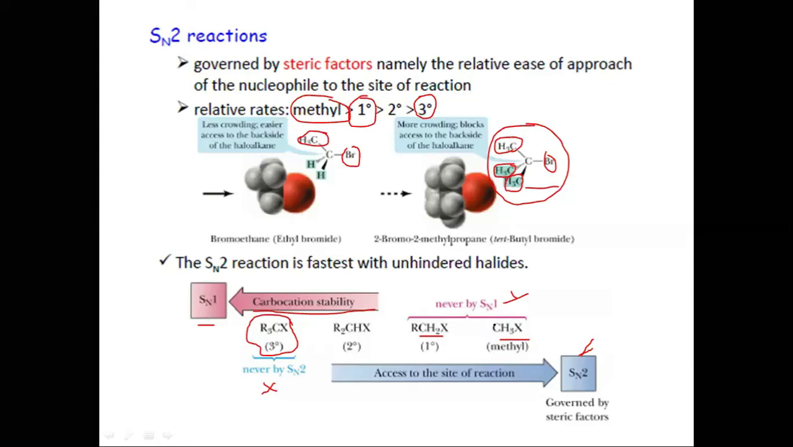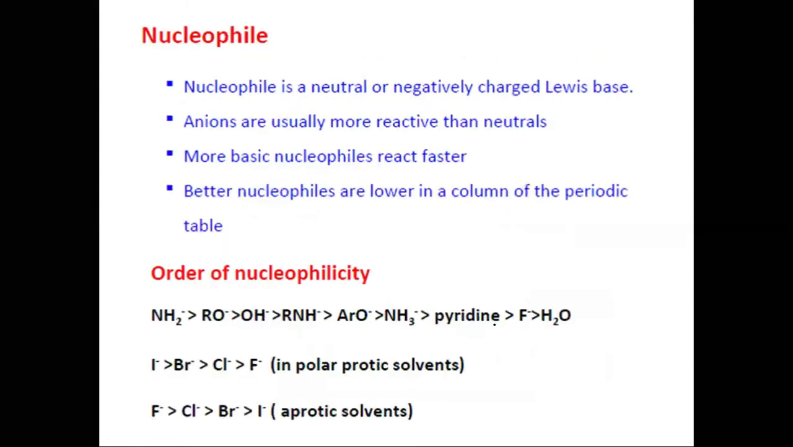Okay. Now, let's move on to the nucleophile nature. The nucleophile is a neutral or negatively charged Lewis base. You can use the nucleophile either in the negatively charged form or the neutral form. A neutral example is NH3. The anions are usually more reactive than the neutrals. So anions, meaning negatively charged nucleophiles, are more reactive towards SN1 and SN2 reactions than neutral nucleophiles.